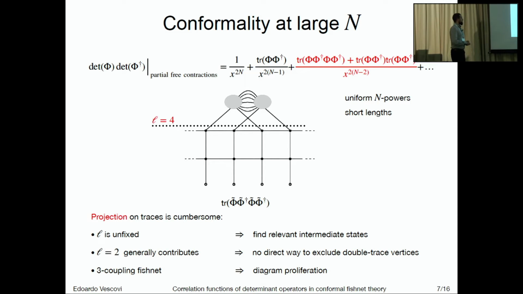The third point is related to the complexity of this procedure. Going to the three-coupling fishnet or considering determinants of combinations of scalars will bring a complexity that is beyond normal control, with a proliferation of diagrams. So while it is technically clear, it is in practice complicated to carry out.